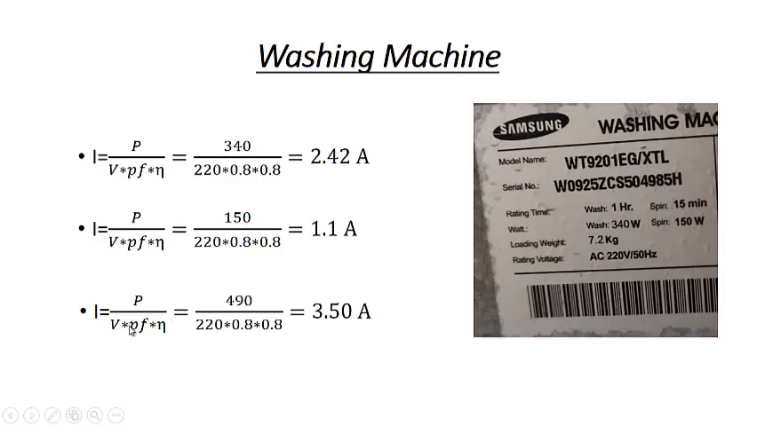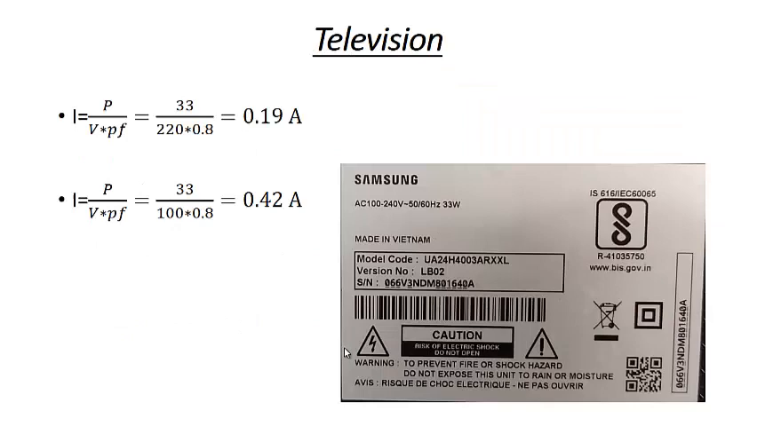So the power rating for the whole machine, because usually these two may not run all the time simultaneously. In most cases you will see that this will run and this will not be running, or this will not be running, but sometimes they will run both simultaneously. In that case the power rating will be the summation of these two, that's 490, and divided by this value, it comes out to 3.5 amperes, and it is simply the summation of these two currents. So this was about the washing machine.